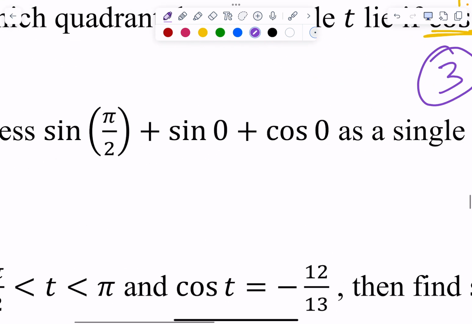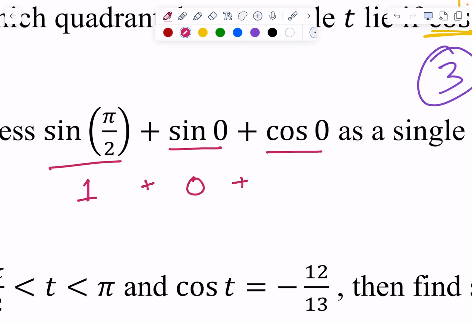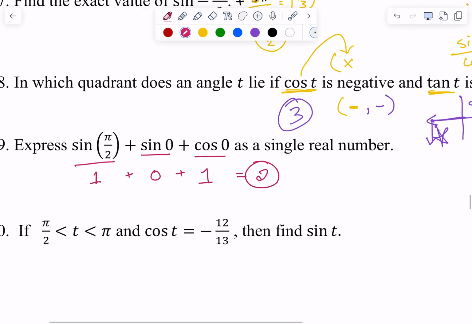All right, we have 3 pieces. We have sine of pi over 2, sine of 0, cosine of 0. Look the thingy up on your unit circle. What is sine of pi over 2? Pi over 2 is 90 degrees. Sine is the y coordinate. 1. Okay, what is sine of 0? 0. What's cosine of 0? 1. So the answer is 2. Look at that.